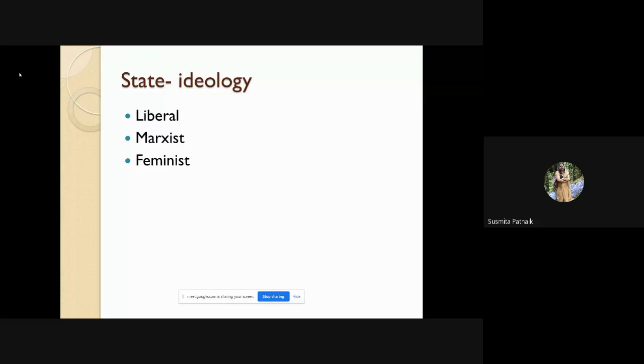The next one is the Marxist state. What do you mean by the Marxist state? In the Marxist state, the main authority is given not to the owner class but to the landless class. The landless class means what? The persons who are in the lower spectrum of the society.